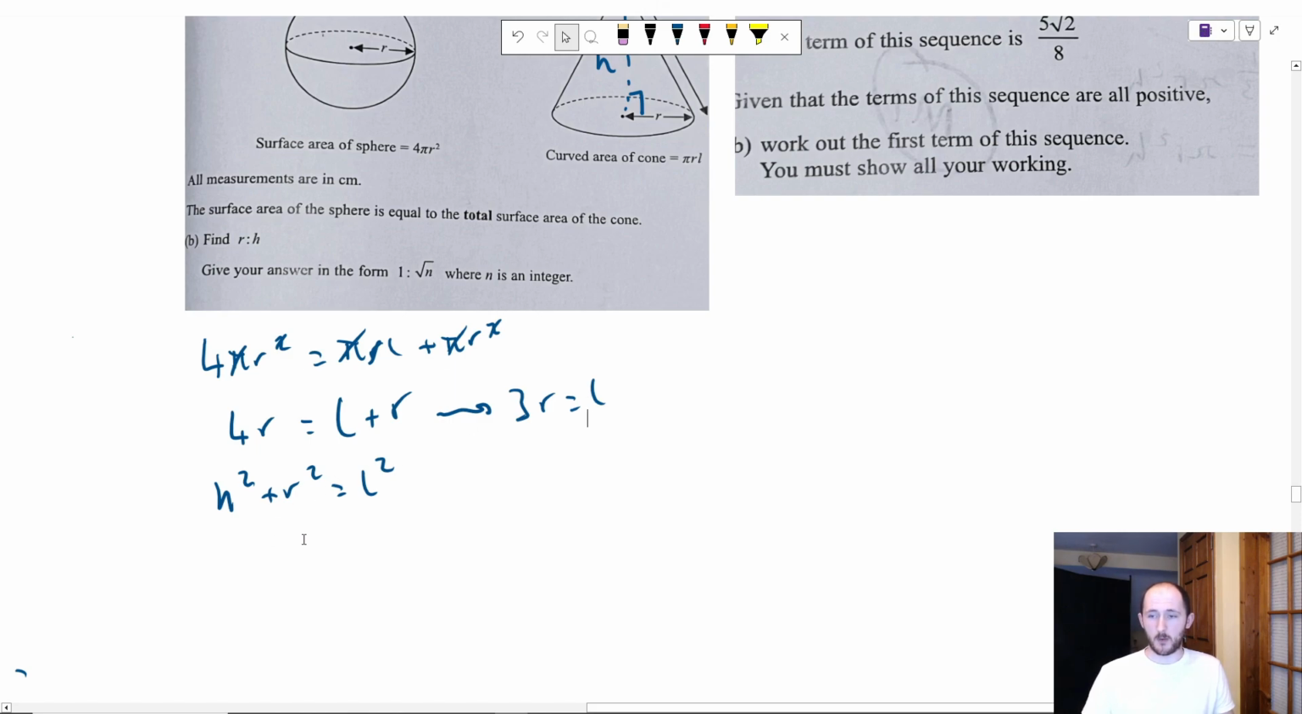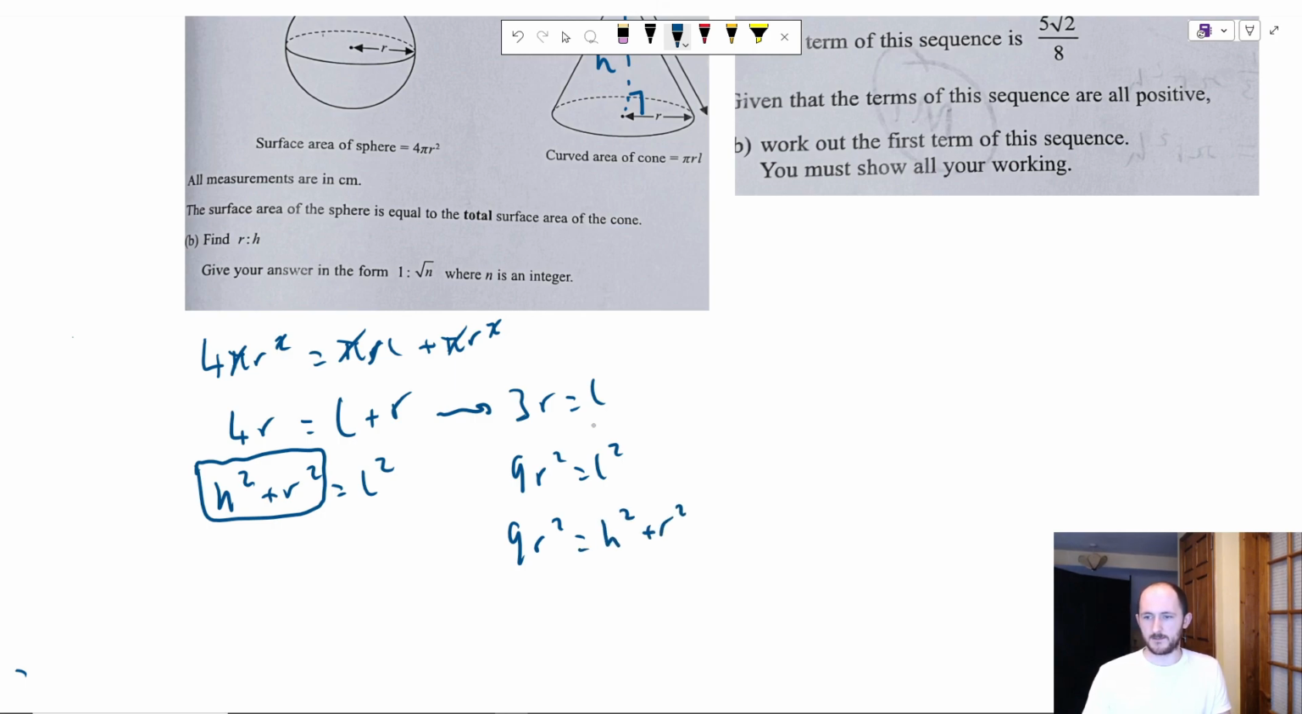Okay. From here, what we're going to do is we're going to sub in this. So I'm going to square both sides to get 9r squared equals L squared. And then I'm going to sub in this equation here. So I have 9r squared equals h squared plus r squared. Minus r squared from both sides, and we get 8r squared equals h squared.